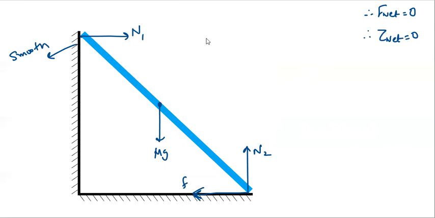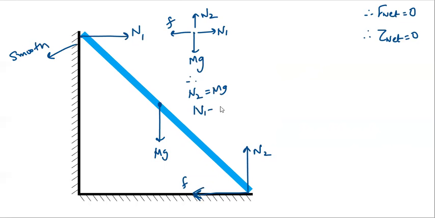So first draw the free body diagram. If we join, then mg will be downwards and N2 will be upwards, N1 will be in the forward direction, friction will be in the backward direction. So since the body is in equilibrium, N2 will definitely equal mg and N1 will be equal to f. So the body is in translational equilibrium because all the forces are cancelling each other.